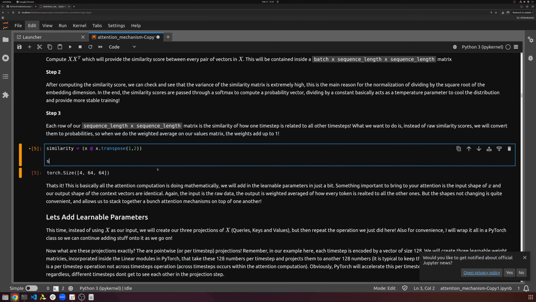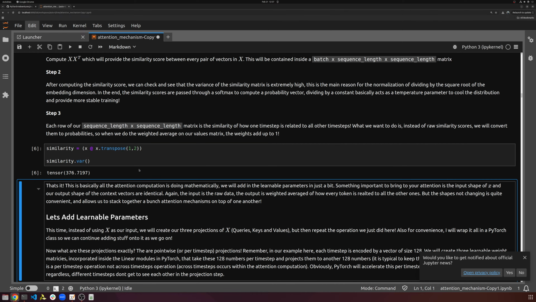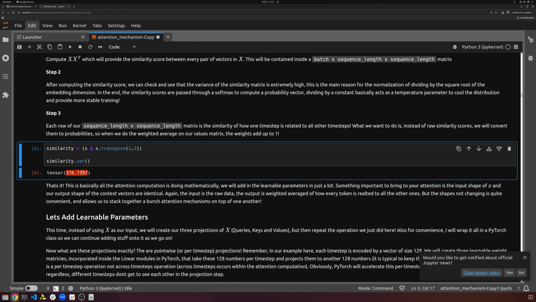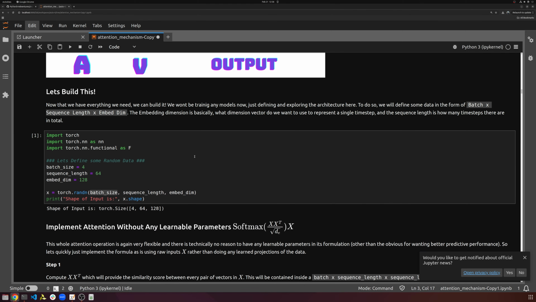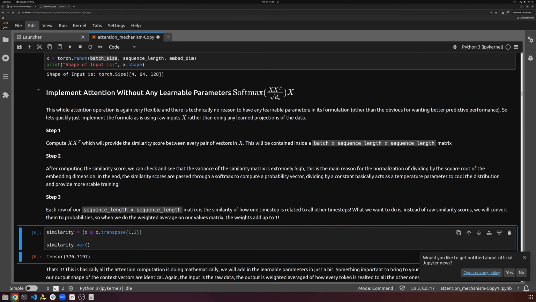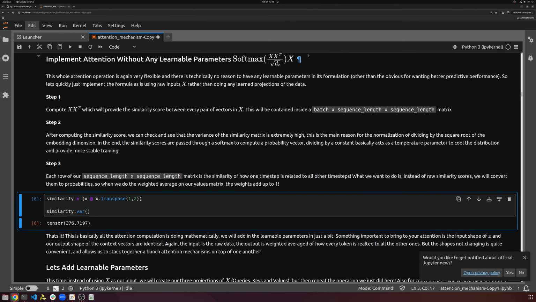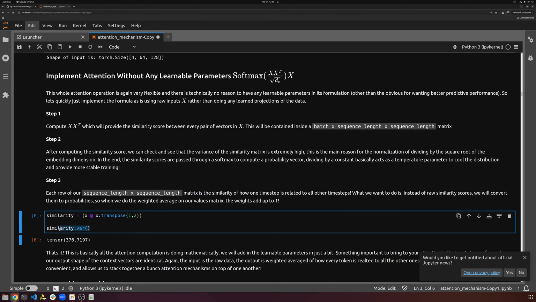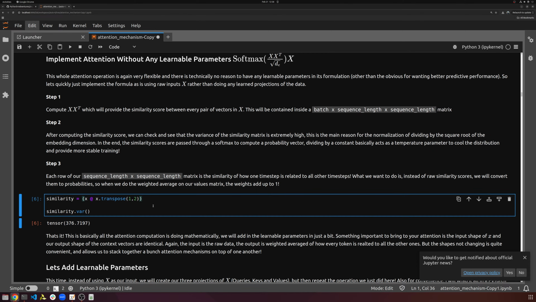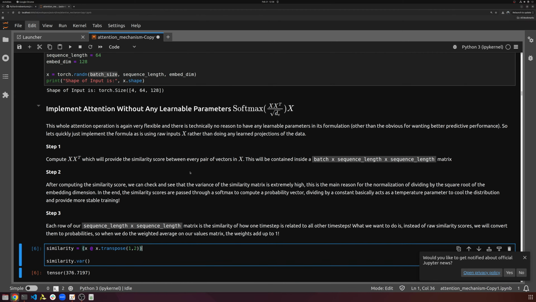But I do want to point something out. If we look at the similarity.var, the variance of this matrix, notice this is a very large number. This is a pretty large variance. And this is exactly why we have this normalization constant. It's basically to cool our logits, the raw outputs. You can think about it like a temperature parameter. The main idea is we want to reduce this variance. It's just too much, right? And the variance will scale with your embedding dimension. So the larger your embedding dimension, the larger your variance will become. So we just want to reduce this.